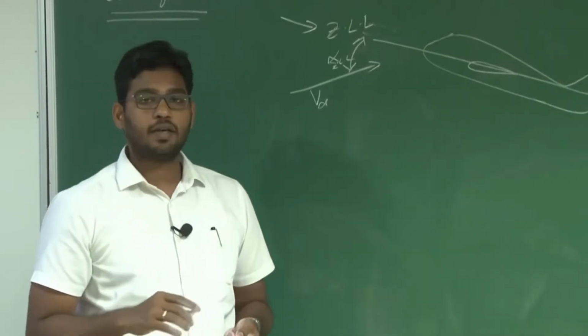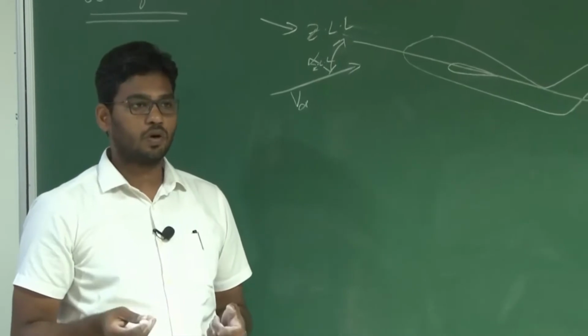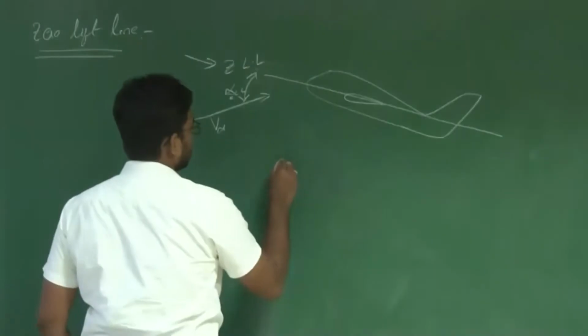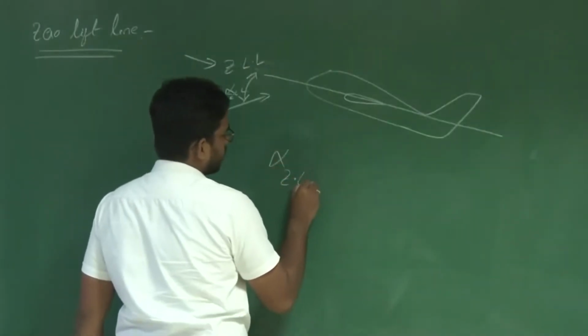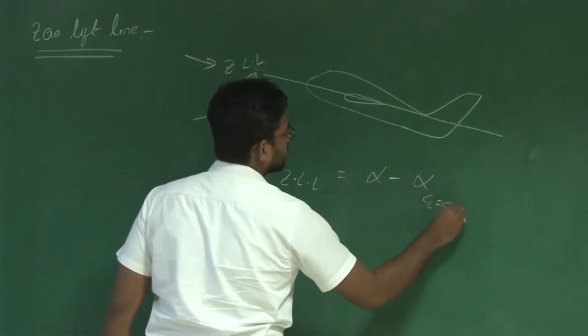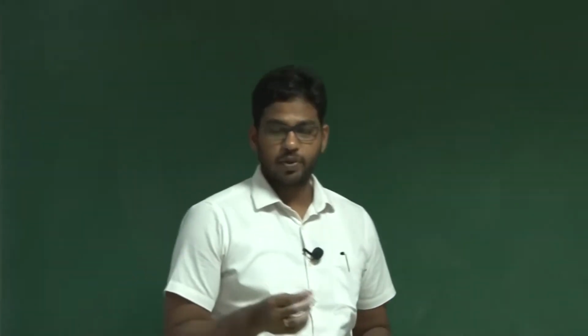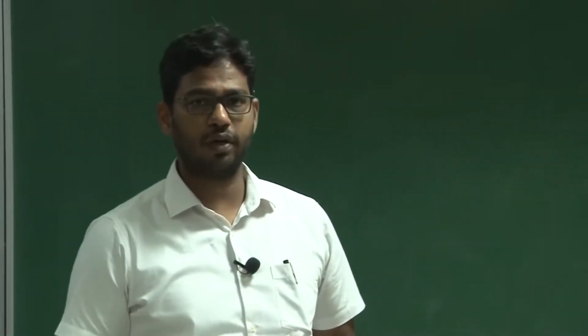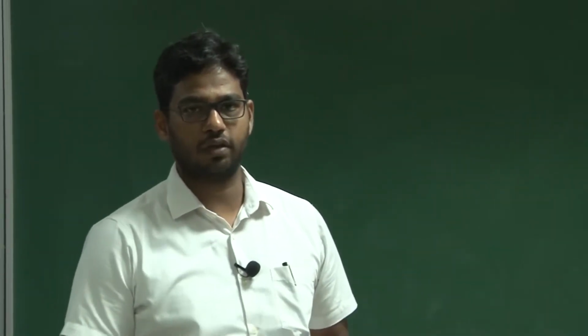Now how to relate the angle of attack with respect to chord and the angle of attack with respect to the zero lift line, right? Alpha of zero lift line is equal to alpha minus alpha at CL equal to 0. Now let's make a wing out of this airfoil and see how the lifting characteristics of an airfoil are related to a wing. Right.